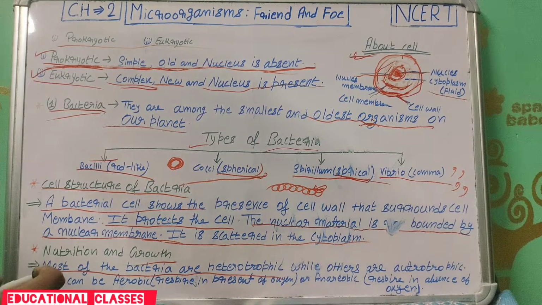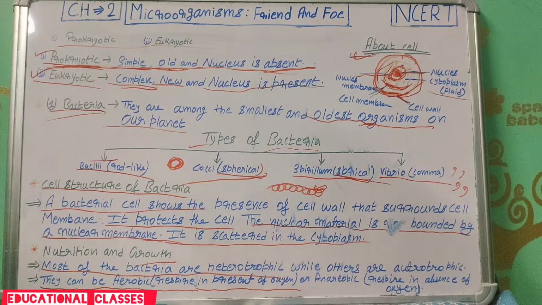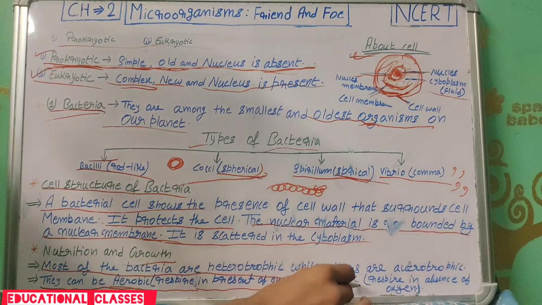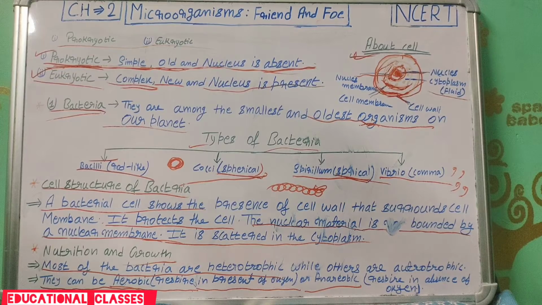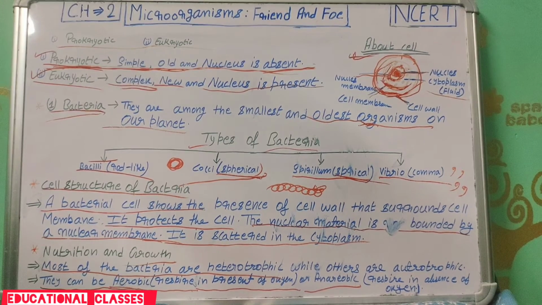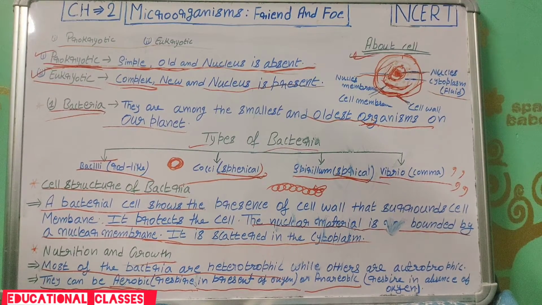So bacteria are both. The second one is, they can be aerobic, which means respiring in the presence of oxygen, or anaerobic, which means respiring in the absence of oxygen. Means bacteria oxygen के presence में भी respire कर सकते हैं और oxygen के absence में भी respire कर सकते हैं. So there are two types of bacteria here also. It is divided into aerobic bacteria and anaerobic bacteria. Aerobic bacteria respire in the presence of oxygen, and anaerobic bacteria can respire in the absence of oxygen.